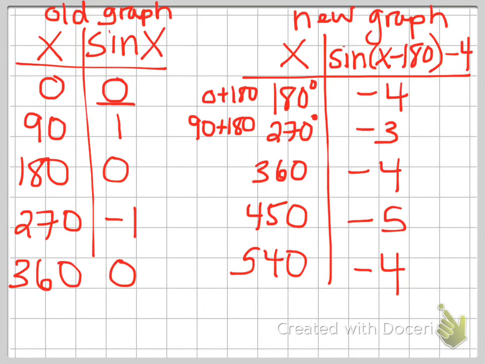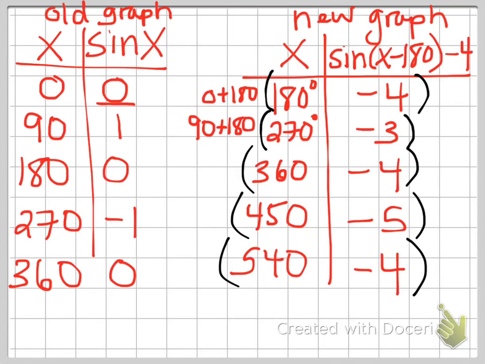Your job right now is to, on your graph paper, draw a new graph by plotting the points that you have in your new table of values. Take these points, 180 and negative 4, 270 and negative 3, etc. Graph each of those points and see what you get. Once you graph the new function, you can answer the questions: the period, the amplitude, the phase shift, the vertical shift, equation of the axis, the domain, and the range. I'll post a final picture of what your graph should look like. I want you to try it on your own and fill in the answers to the questions in the chart.